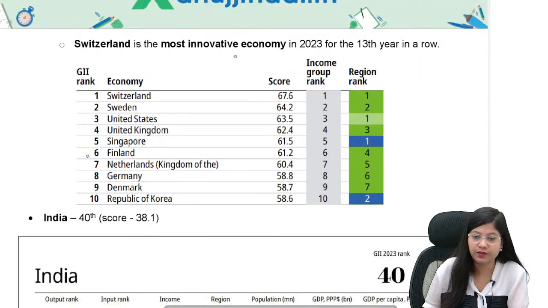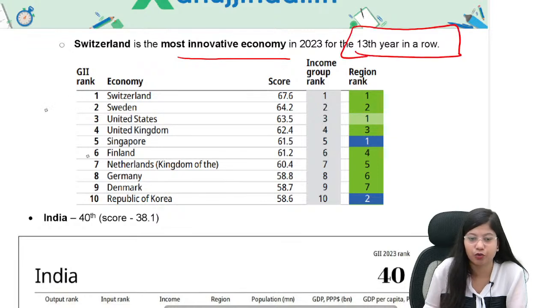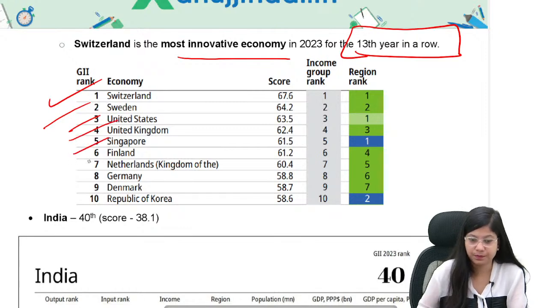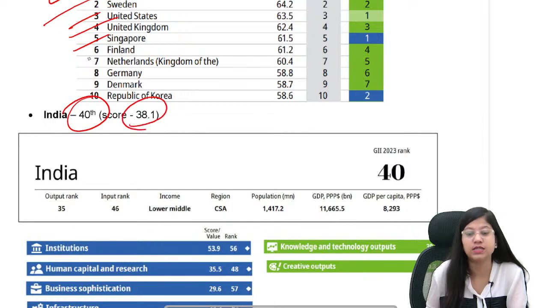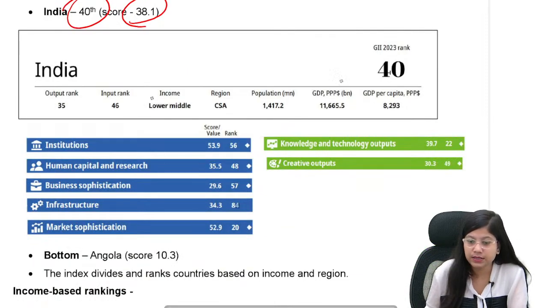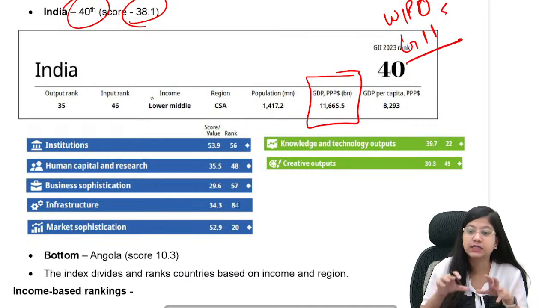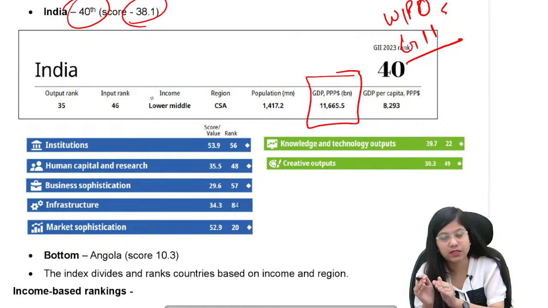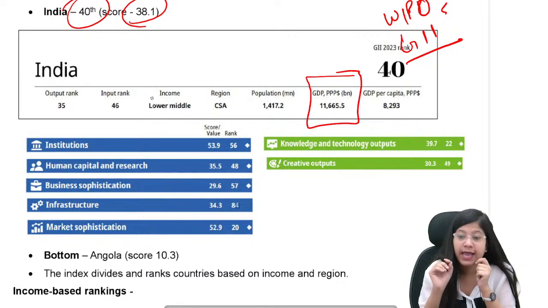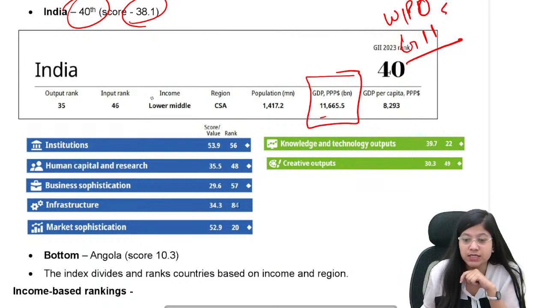Switzerland is the most innovative country in 2023 for the 13th year in a row. So Switzerland first, Sweden second, US third, UK fourth, Singapore fifth. India is at the 40th position, score is 38.1. Here you can clearly see that this report, WIPO's Global Innovation Report, has provided the fact that India's GDP in purchasing power parity terms, in US dollars, is 11,665 billion. So this is in billion.